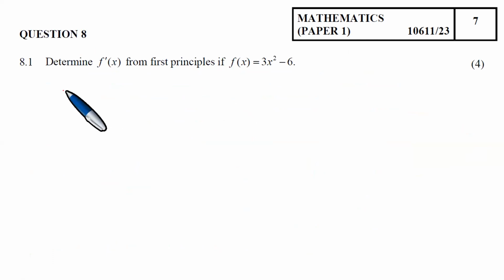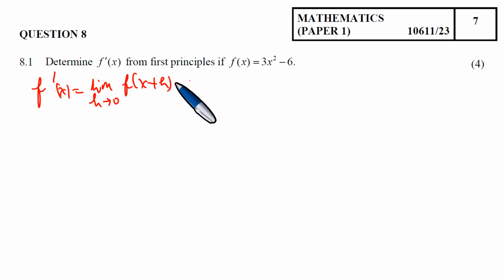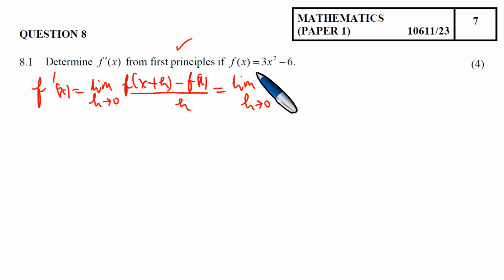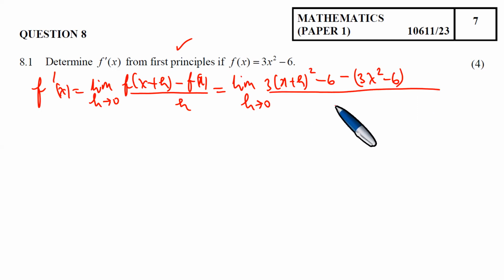Given these functions here, we remember that the first principles formula is f'(x), which is the limit as h approaches 0 of f(x+h) minus f(x), divided by h. So this is the limit from first principles. As h tends to 0, you have 3(x+h) squared minus 6, minus (3x squared minus 6), and you divide everything by h.